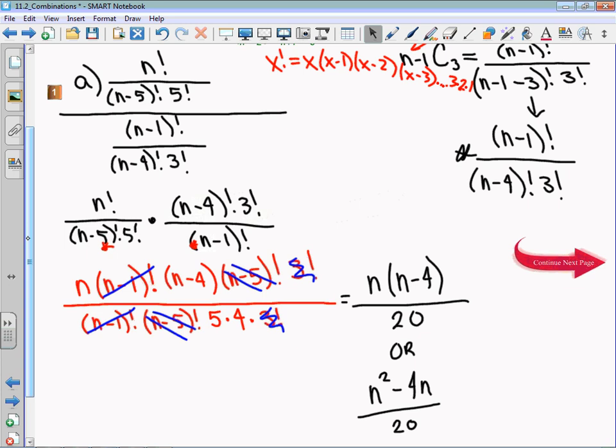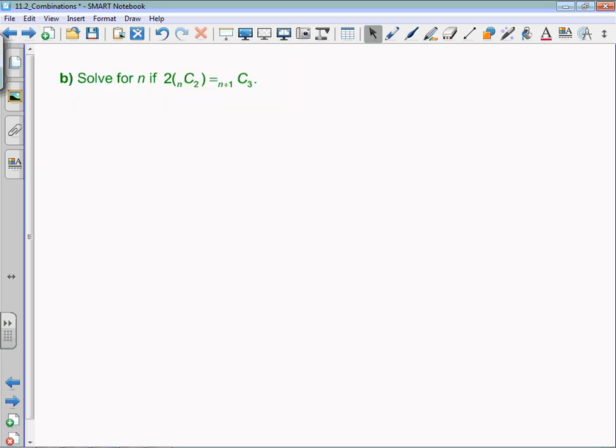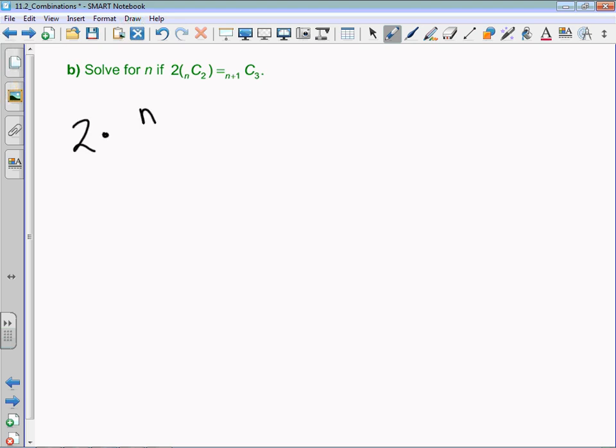All right, that being said, there's one more that we have to do, and it looks like a bit of a doozy, but we're going to take it piece by piece. So the 2 is multiplied out front. N choose 2 becomes n factorial over n minus 2 factorial times 2 factorial, and this is equal to, I'm going to write it up here again, that n choose r is n factorial over n minus r factorial times r factorial.